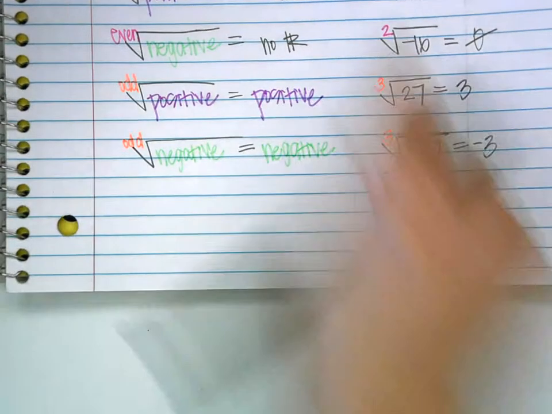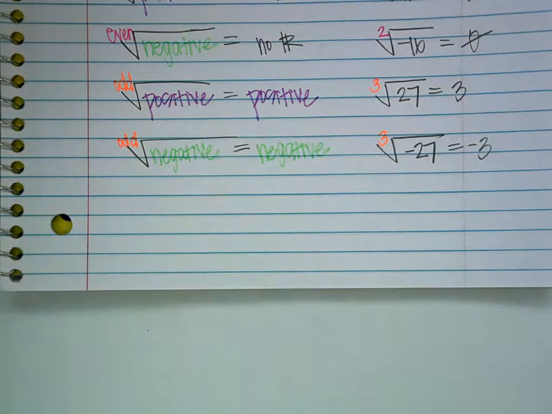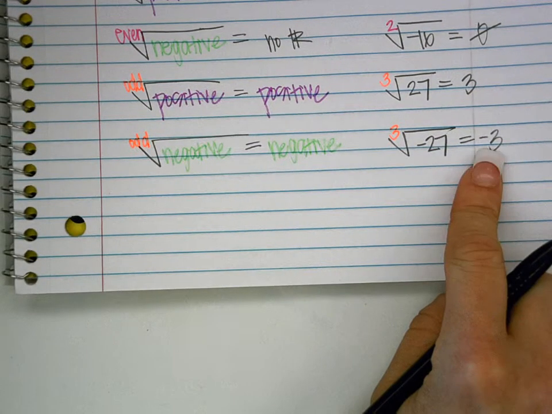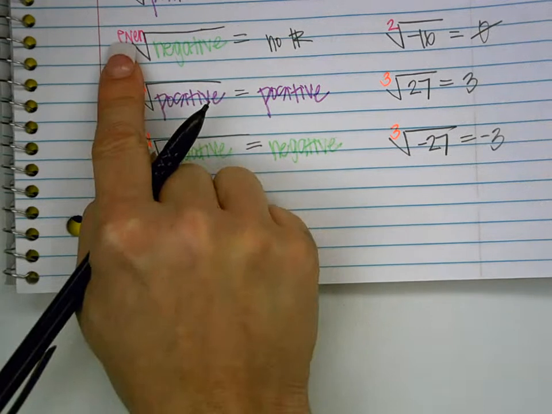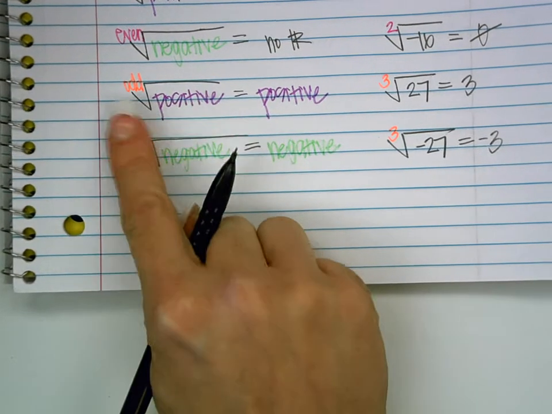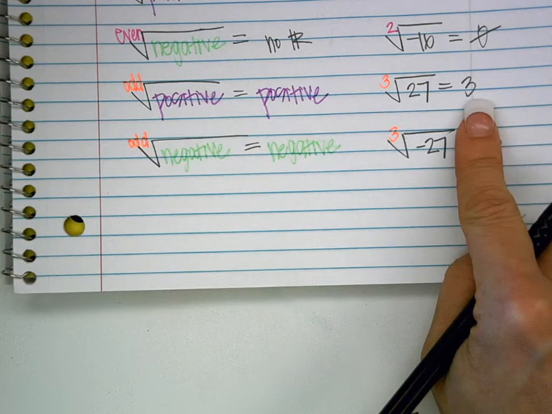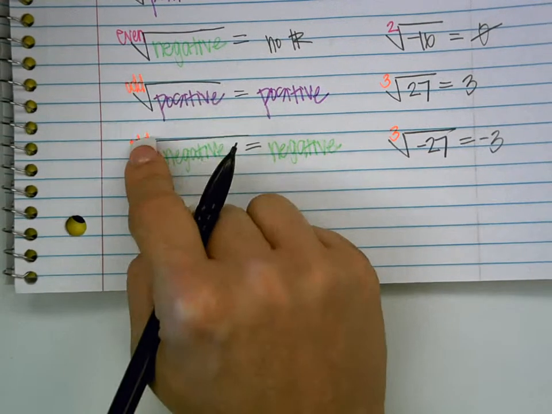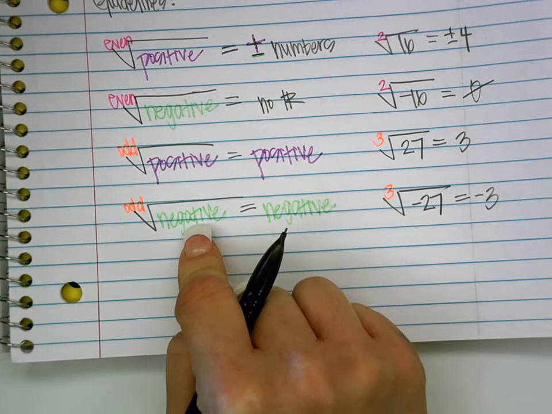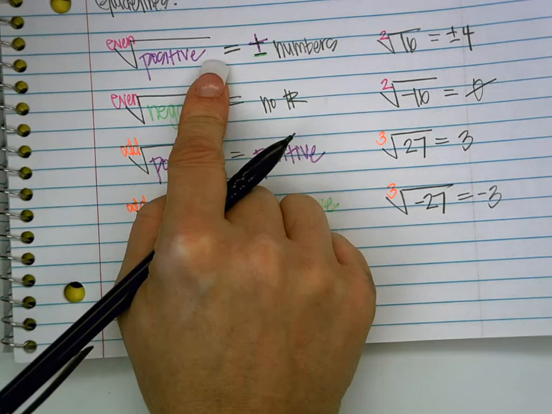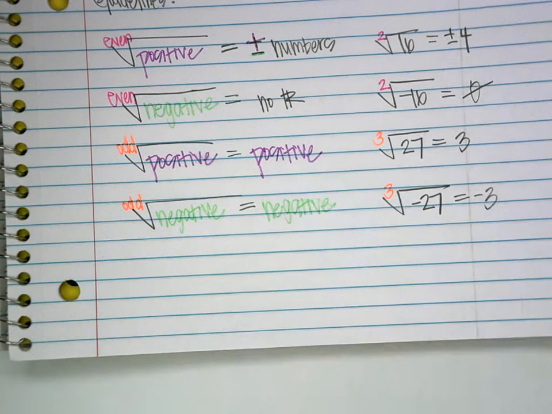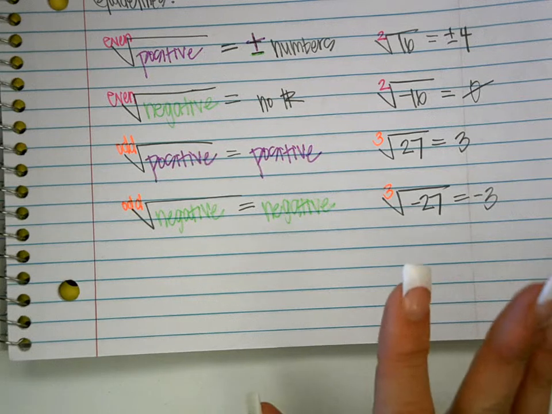So these are your guidelines that you're always going to follow. If you have a negative underneath and it's an odd handle number, you get a negative answer. If you have a negative underneath and it's an even handle number, it's no solution. If you have a positive underneath with an odd handle number, you get a positive number. So anytime you have an odd handle number, your answer will be the same sign as what's underneath. Where it's different is when you have even handle numbers. Positive with an even handle number will give you a plus or minus. Once we get into more numbers with these, it will become a lot easier.